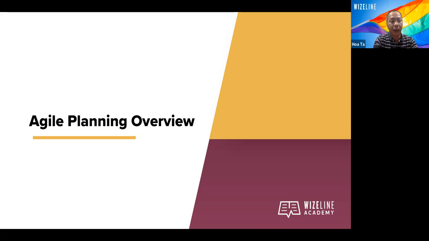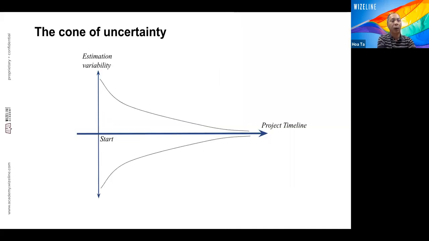Before going further into planning, I just want to talk a little bit about the cone of uncertainty. The cone of uncertainty is a concept used in software project management. On the horizontal axis you can see the project timeline, from the start to the end of the project. At the beginning there is a lot of uncertainty. When we start, we may not know how many resources we will have, and the requirements are not clear. We may not be sure what technology we are going with, and sometimes we don't even know what team will do the work. So the uncertainty is very high.